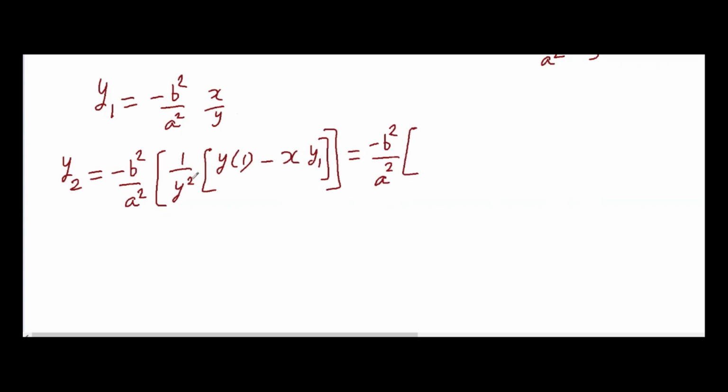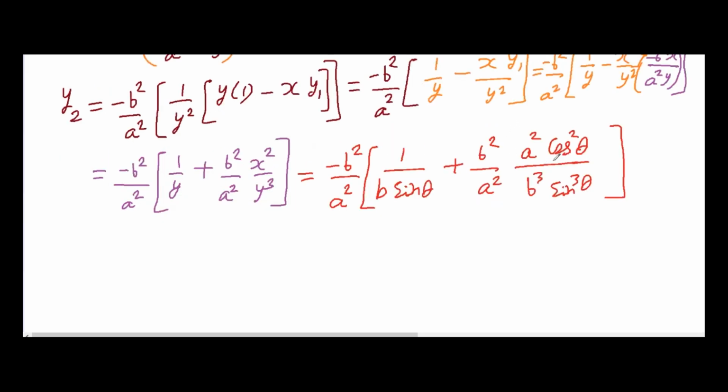Now this y I will take inside. When I take it inside, one y and one y will cancel. I will get 1 by y. Then I will get minus, here I will get x. Substitute the value of x as a cos theta, substitute the value of y as b sin theta, and I got this. Next, what to do?